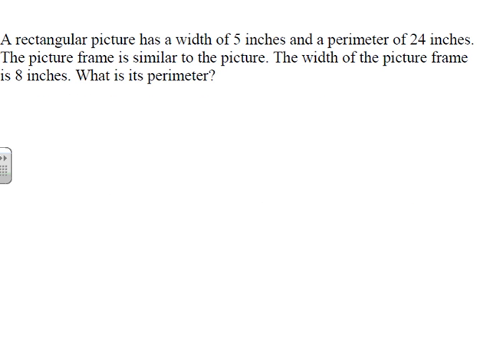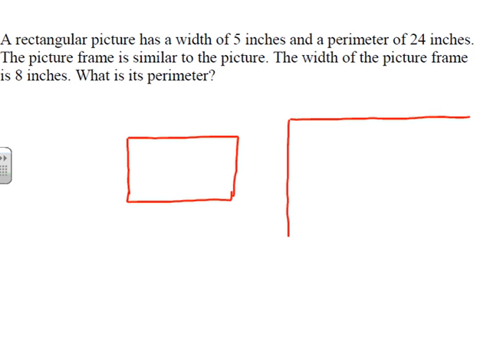Our next example, a rectangular picture has a width of 5 inches and a perimeter of 24 inches. The picture frame is similar to the picture that will fit inside. The width of the picture frame is 8 inches. What is the perimeter? So let's sketch out a picture. And this one is actually representing the picture. And we have a second one that will represent the frame.